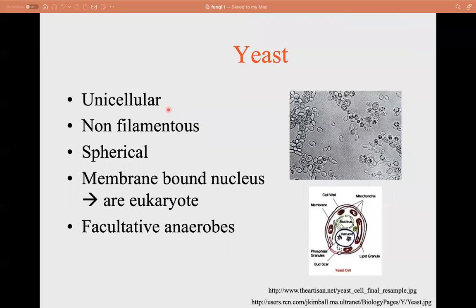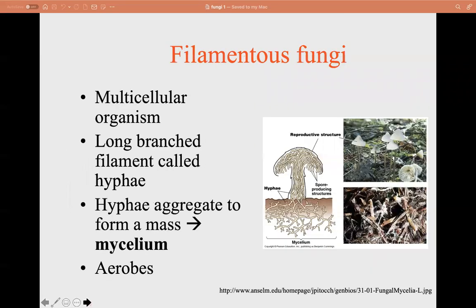These are the unicellular fungi, non-filamentous, because the filamentous are the molds. They are spherical, round, or oval in shape, with a membrane-bound nucleus, and some are facultative anaerobes. The filamentous fungi are multicellular organisms. A long branched filament is called hyphae. An aggregation or mass of hyphae is known as mycelium, and the plural is mycelia. They are aerobic fungi.